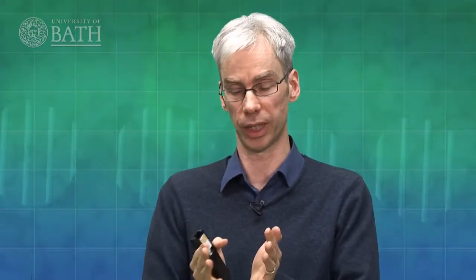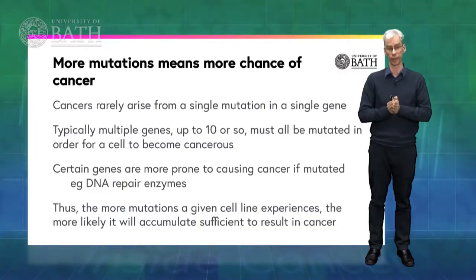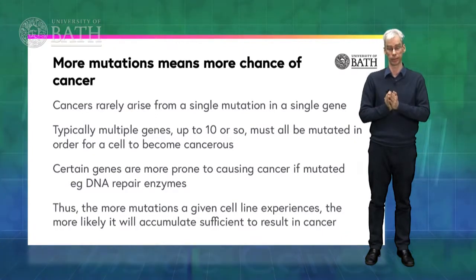Now, cancer is going to arise rarely through a single mutation in a single gene. Typically what happens with cancers is multiple genes, in the order of up to 10 or so genes, all get mutated. And it's only when this specific subset of genes are mutated that the cell might become cancerous. There are particular genes that are more prone to producing cancers, for instance DNA repair enzymes, as you might expect.